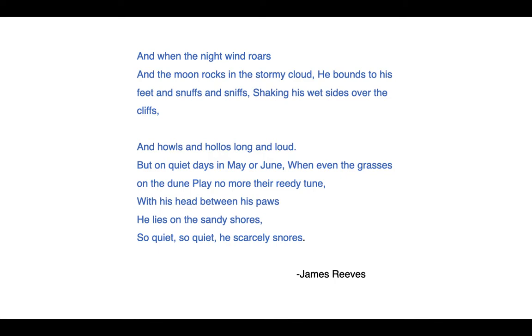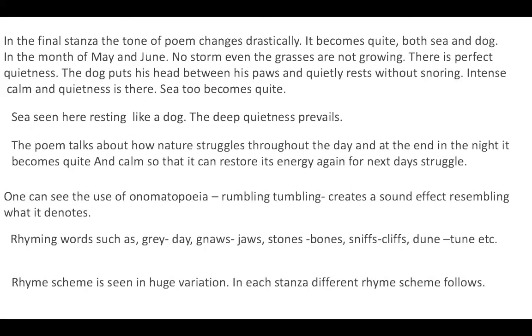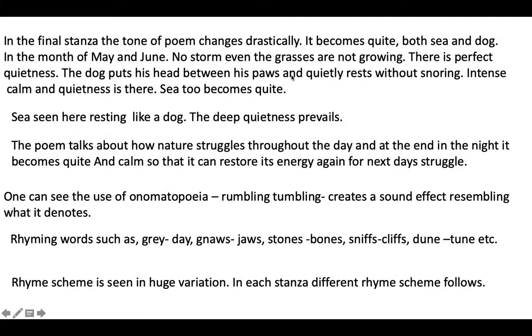So here the whole tune becomes very somber, cool, and calm. In the final stanza, the tone of the poem changes drastically. It becomes quiet, both sea and dog. What type of calmness is it? The calmness is seen in the months of May and June.